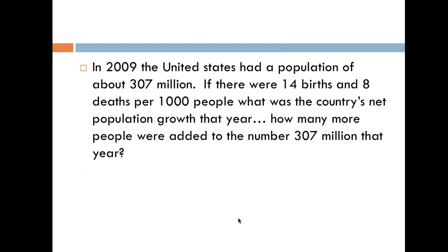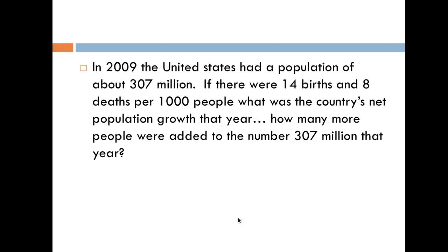All right, and I apologize for giving you a really old statistic. I'm sure it's gone up since 2009, but either way, this is the word problem. In 2009, the United States had a population of about 307 million. So in that year, we were considered to still be at exponential growth. So we would use the exponential growth formula. If there are 14 births and 8 deaths per 1,000.